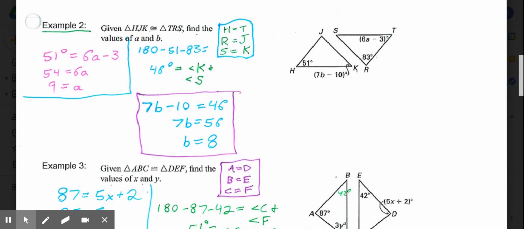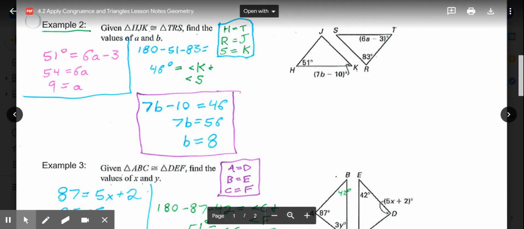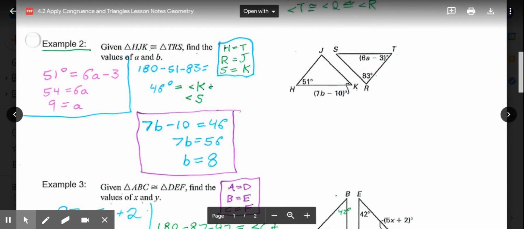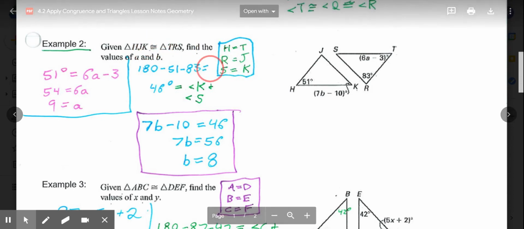Now let's look at the idea of congruence to find missing pieces. So they tell us triangle HJK is congruent to TRS. So if I look at the way that they name this, H came first and T came first. So I know H equals T, or those two match up as corresponding. J in the middle and R, so R and J go together. And K is congruent to S, or K equals S.